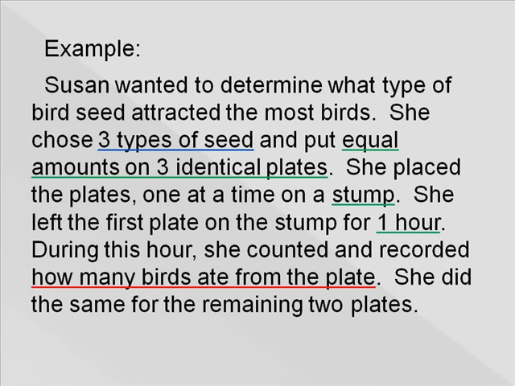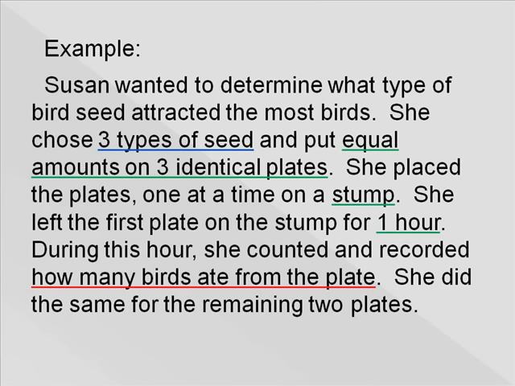The final slide here, I've underlined quite a few things in green. The green is going to represent our constants. These are anything that stayed the same. So if we look at our scenario, she picked 3 identical plates. The word identical means same. That's kind of a clue that that's a constant.